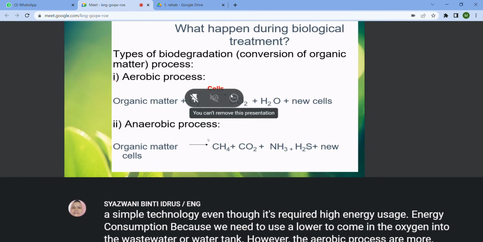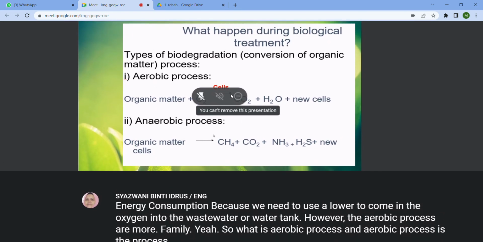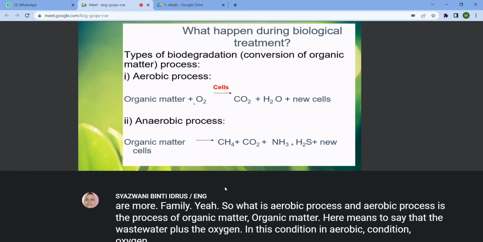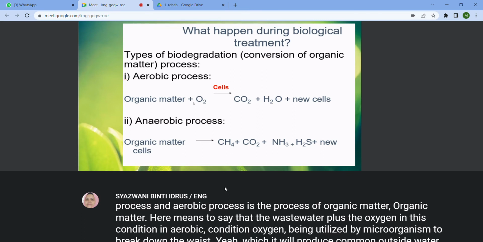So what is the aerobic process? The aerobic process is the process of organic matter, meaning the wastewater, plus oxygen. In aerobic conditions, oxygen is utilized by microorganisms to break down the waste, which produces carbon dioxide, water, as well as new cells.